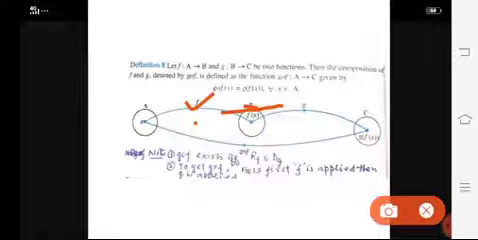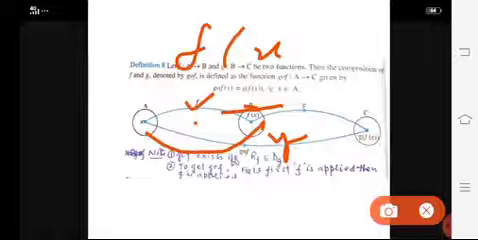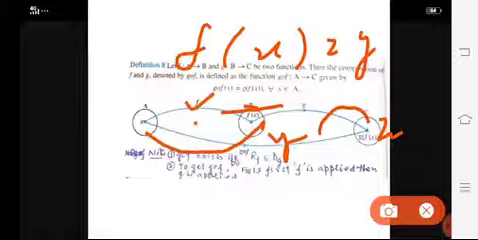Now g is a function from B to C. It means, again by the definition of a function, all the elements of set B will be associated with a unique element of set C. So if x is associated with y under the function f, we say that f(x) = y. And if y is associated with some z in set C, it means g(y) = z.